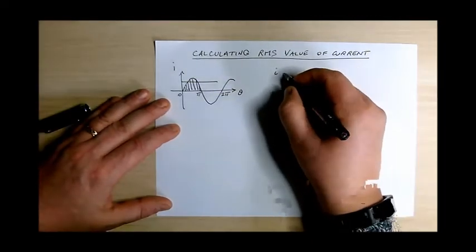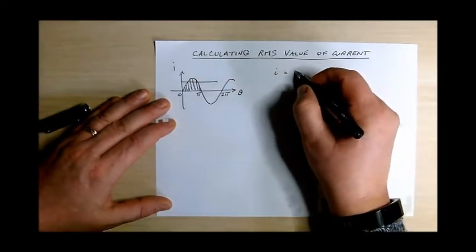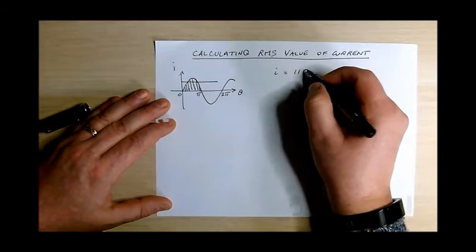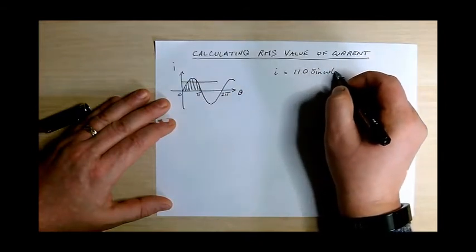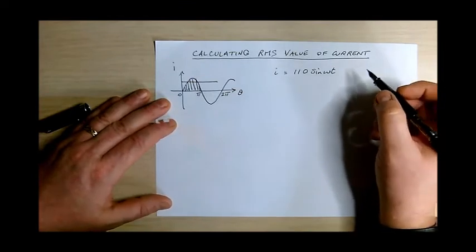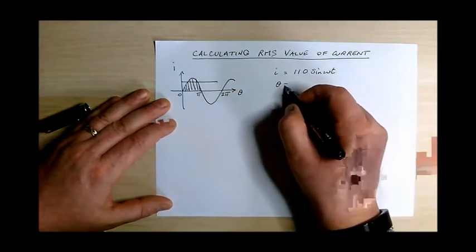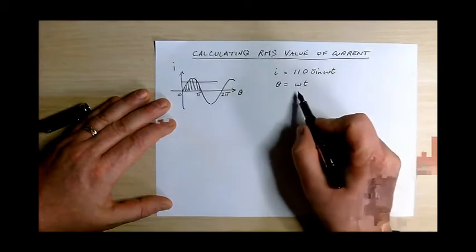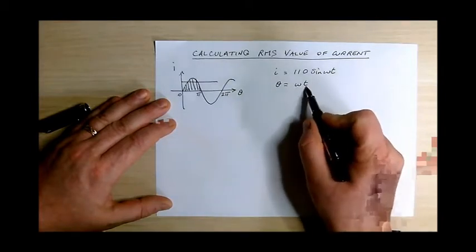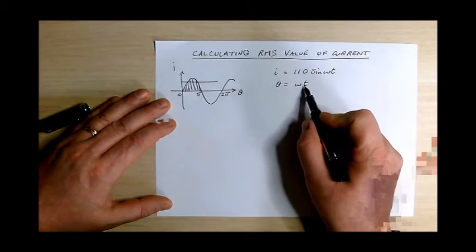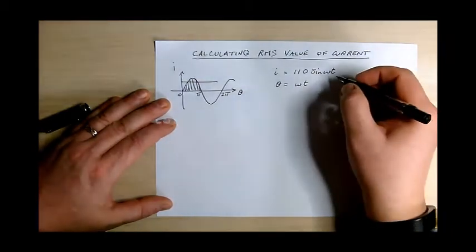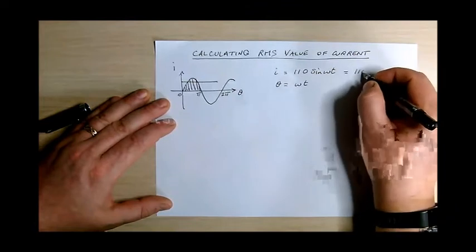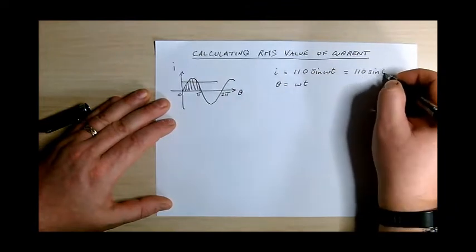For this example, I'm going to work out a current of 110 sine omega t. Now omega is the angular velocity and t is time. So if we multiply those two together, we get theta, the angle turned through. So another way of writing this is 110 sine theta.